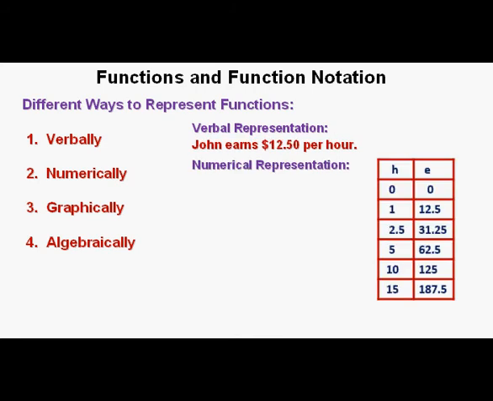Numerical representations can be made in different ways, but maybe the most common way we see is tables of data. Here we see a table with selected values of hours worked, and on the right, the amount of earnings associated with the number of hours worked. The input values are on the left side of the table, and the output values are on the right side of the table.